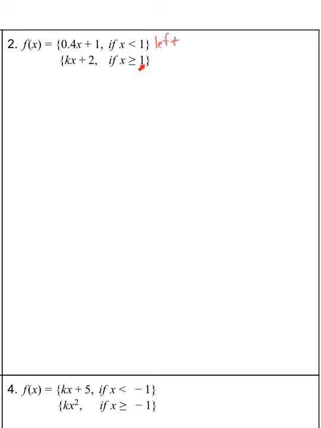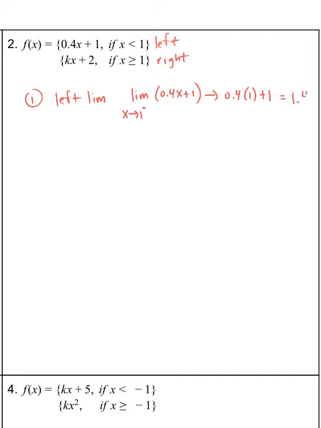And greater than 1 is to the right of 1, that is my right function. All right, so we get to work. First step, my left limit. Correct calculus notation. The limit as x approaches 1 with a little minus sign. My left function is 0.4x plus 1. That is a limit problem. When I do direct substitution, I get 0.4 times 1 plus 1, and that gives me 1.4. That is my left limit.